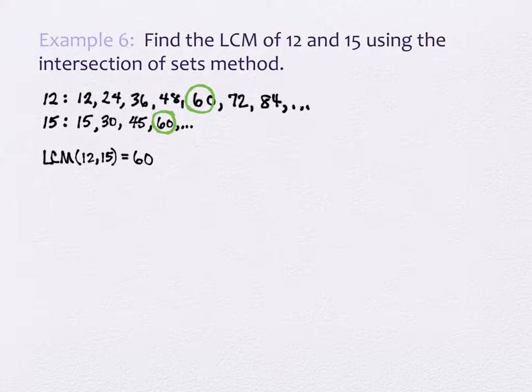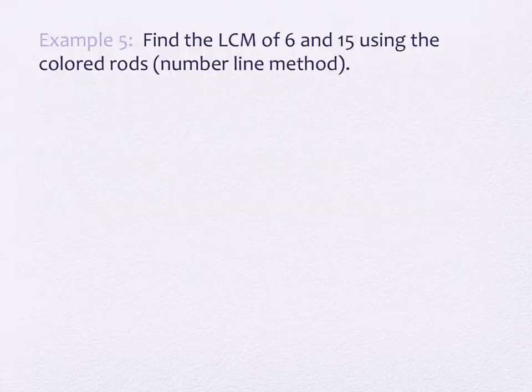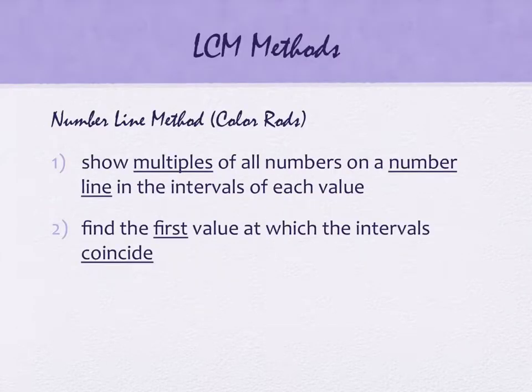All right, let me show you a more visual perspective of a way to do this as well. This is called the color rods method or the number line method. In this method, what you do is you show multiples of all numbers on a number line in intervals of each value. And you find the first value in which the intervals coincide. This is a really good hands-on visual instead of a numerical demonstration.